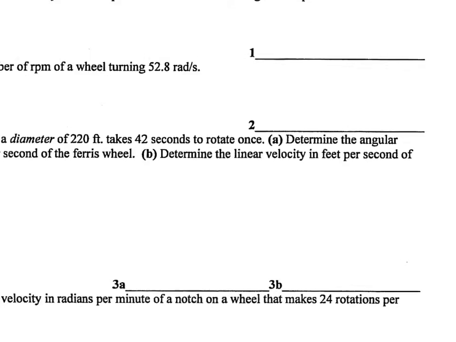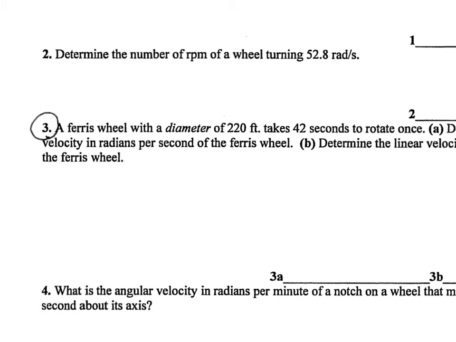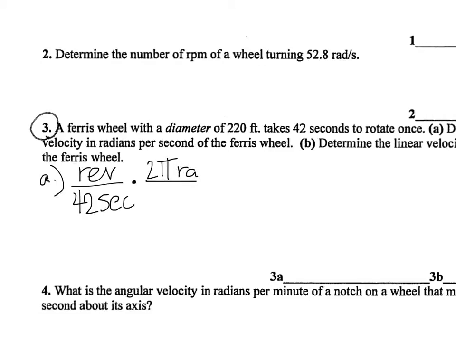Let's do the first one, part A. We need to take one revolution in 42 seconds and convert it into radians per second. To convert a revolution, you multiply by 2 pi radians over 1 revolution. And magically, revolutions cancel. Look what you have: 2 pi radians per second. That's what I wanted. I needed radians per second.